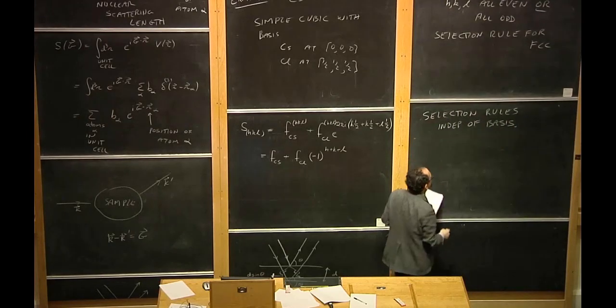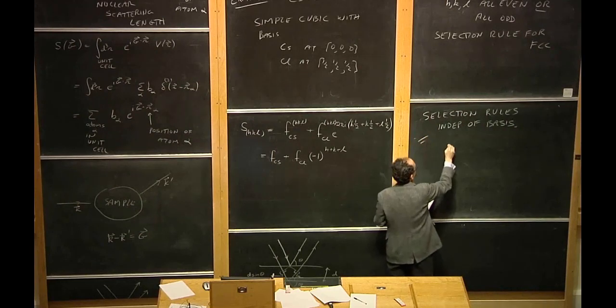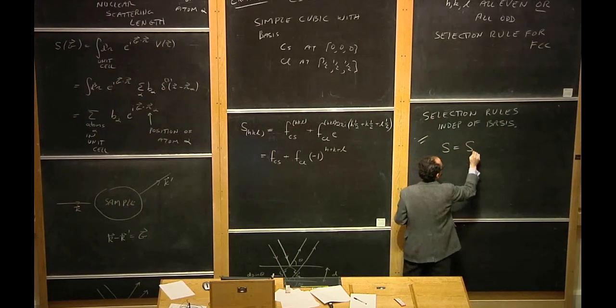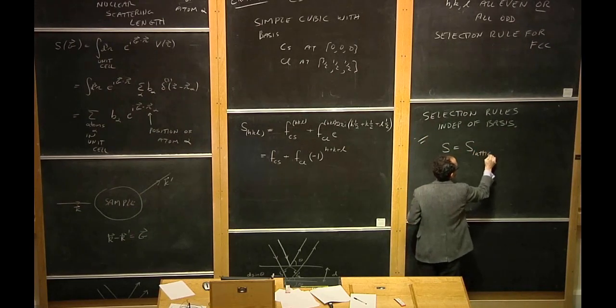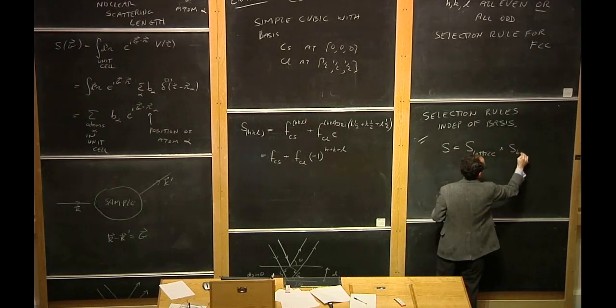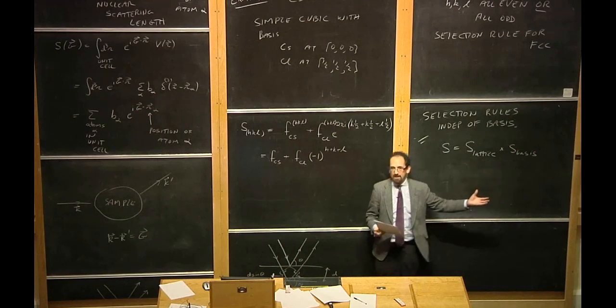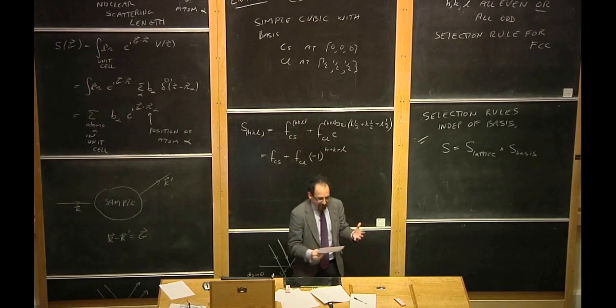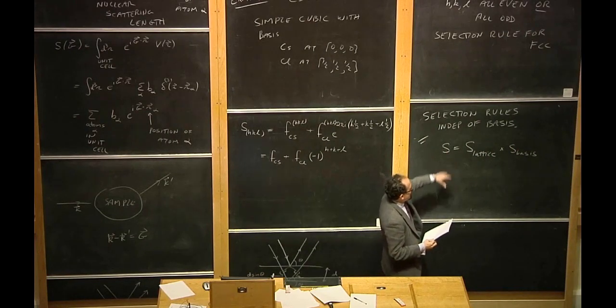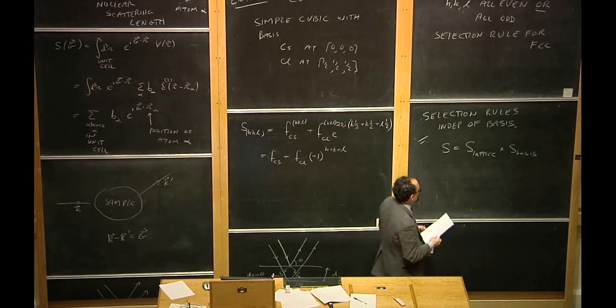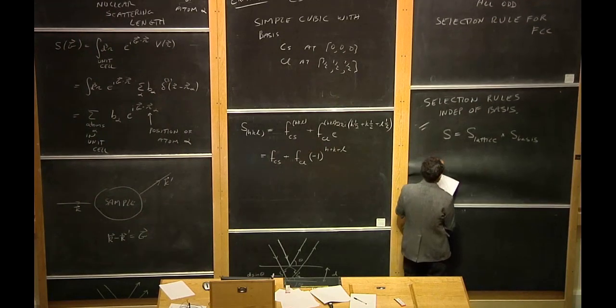So there's a mnemonic for how it is that people remember this. It's frequently said that S is S for the lattice times S for the basis. So if S for the lattice vanishes, then the whole thing vanishes. Okay? So let's see if we can put some equations behind what I mean by S for the lattice times S for the basis.